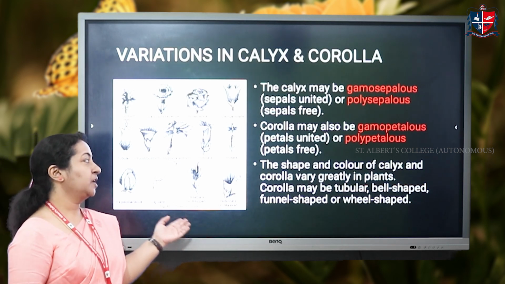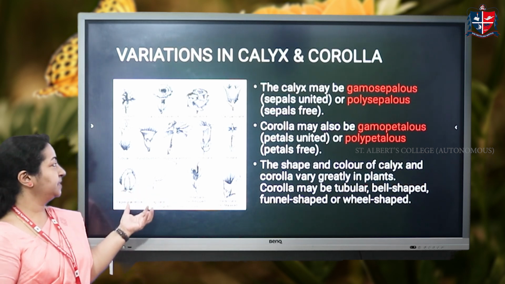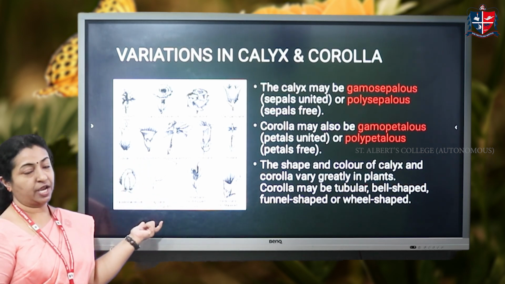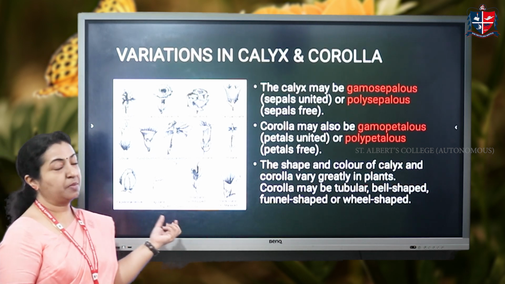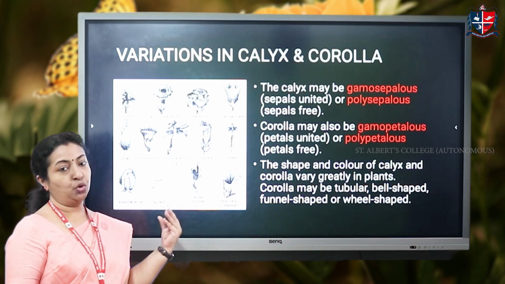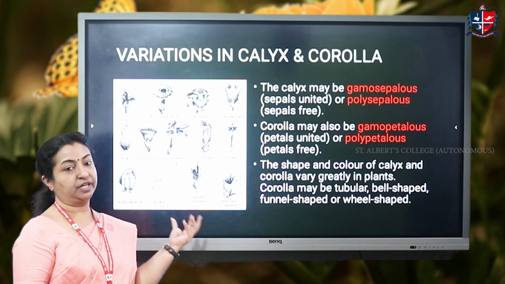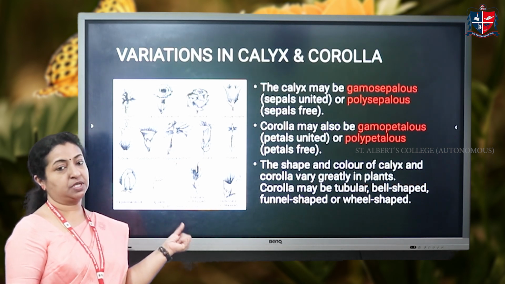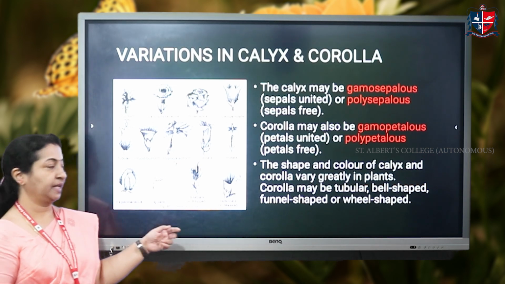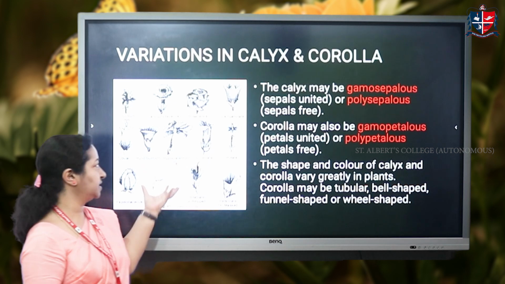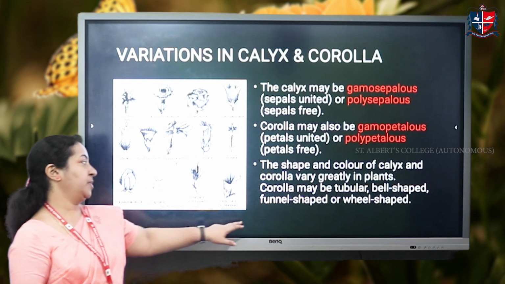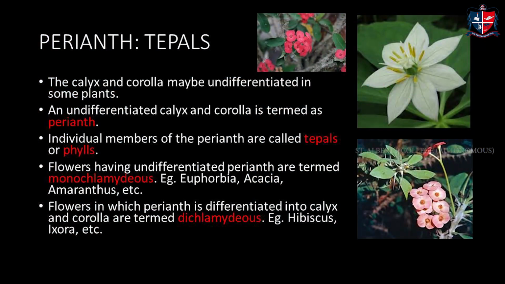The shape and the color of the calyx also vary in various plants, and these are the various shapes that they take up. It may be tubular, like a tube, or infundibuliform, like a funnel, or bell-shaped, which is called campanulate, etc. So you have various shapes that are taken up by the calyx and the corolla.